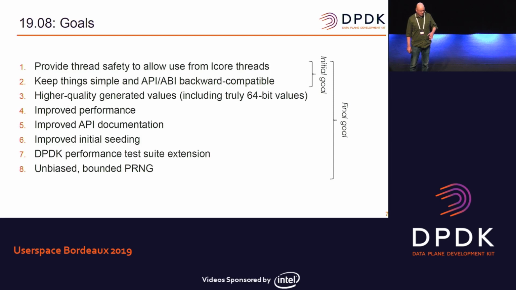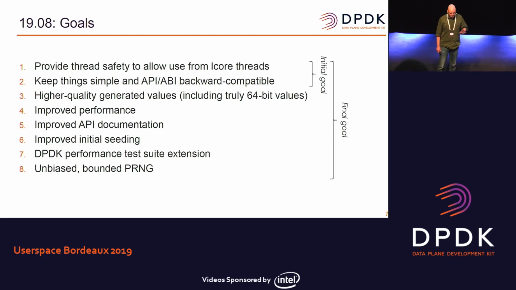So I wanted to address the higher quality numbers, especially the 2 bits that are always 0, but also generally have better statistical properties. It would be nice to have better performance, better API documentation, improve the seeding, and also have some test cases that prove that the performance will actually, well, it didn't necessarily have to be better, but still good.